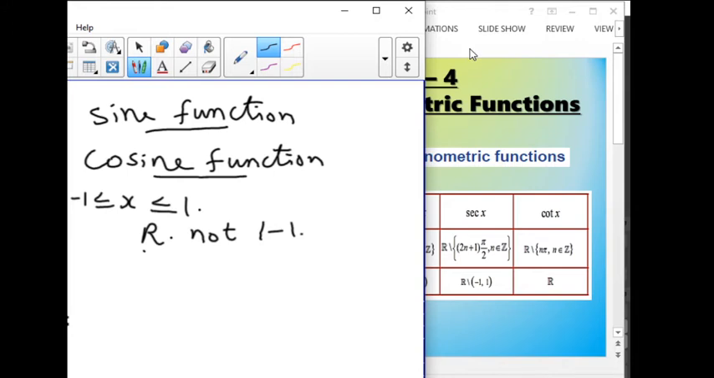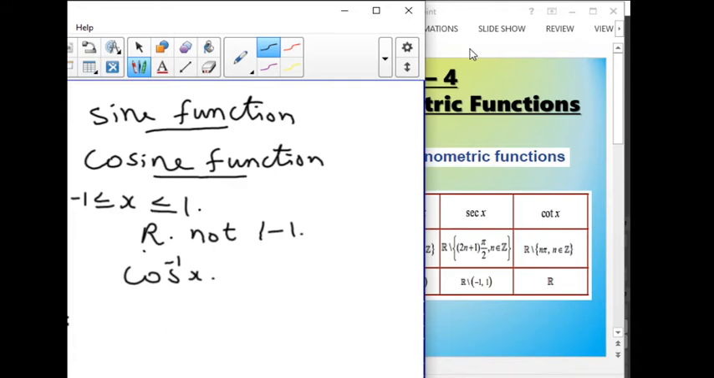f of x has inverse if and only if it is 1 to 1 and onto. It should be a bijective function. So only if it is bijective, it can have inverse function. So in this domain, that is R, the cosine function cannot have inverse cosine function. So inverse cosine function, cos inverse of x, we cannot have in this domain.